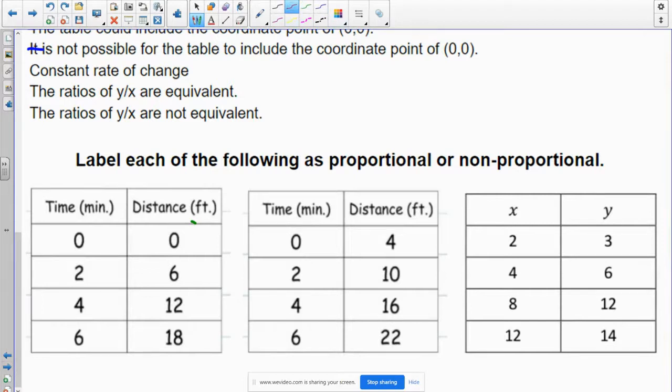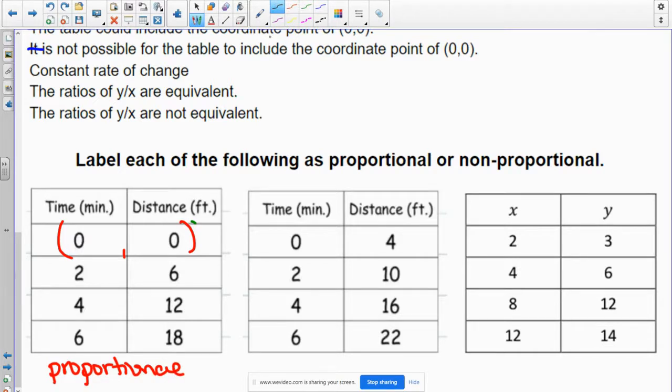So one way you can tell, it kind of depends on how you want to look at it. First of all, this one's pretty obvious because right away I can see that it contains the point 0, 0, which means it goes through the origin, or the y-intercept is 0. So I can tell right away this is proportional. But you could also look at the ratio.